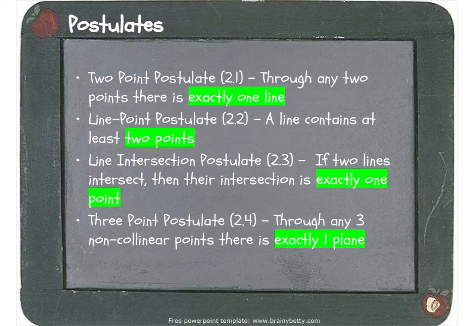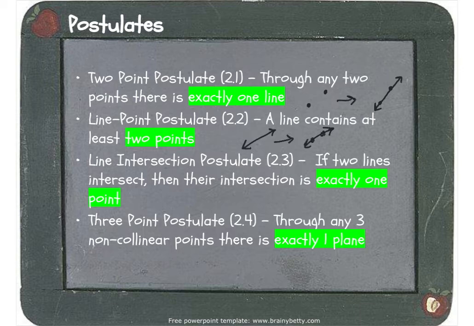So the 2-point postulate is through any 2 points, there's exactly one line. So if you start with 2 points, you can draw a line through those 2 points. The line-point postulate is a line contains at least 2 points. So if we started with a line, you're able to say that there are at least 2 points on that line.